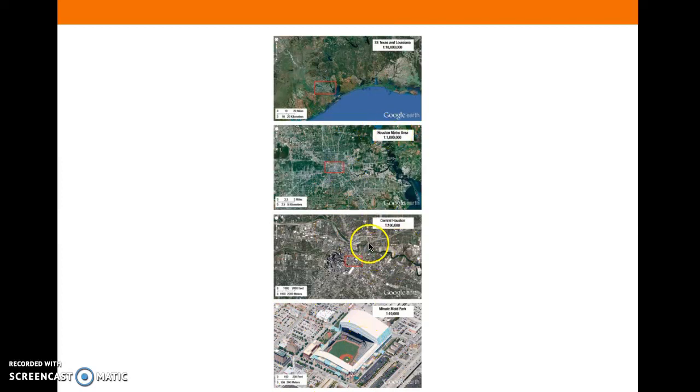This number is bigger than this one. You can see more detail. And this is the biggest scale map we have of all. 1 inch is equal to 10,000 inches, and you can measure the distance using the graphic scale there.